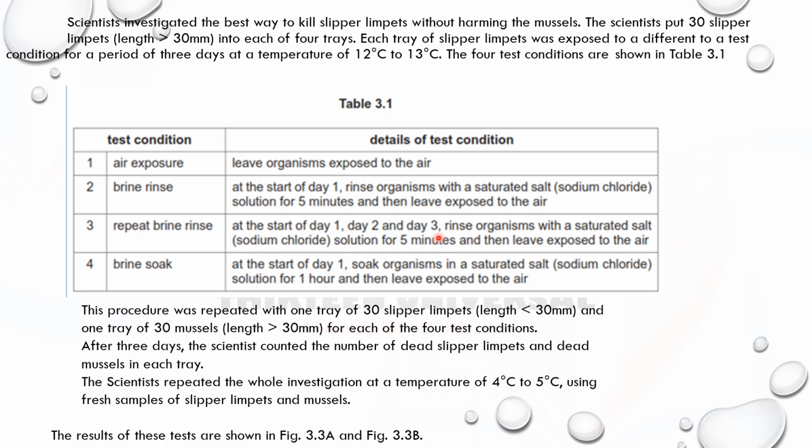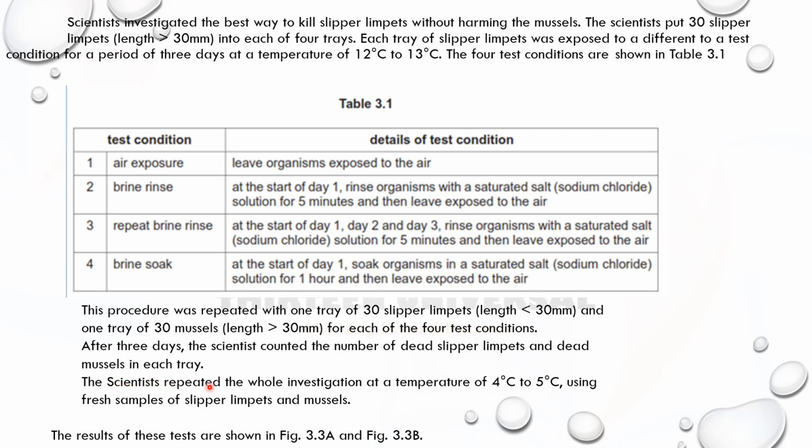Let's go on. This procedure was repeated with one tray of 30 slipper limpets. There's one tray less than 30 millimeters, and then one tray greater than 30 millimeters, for each of the four test conditions. After 3 days, the scientists counted the number of dead slipper limpets and dead mussels in each tray. You see a lot of information here, but it's okay. Absorb it.